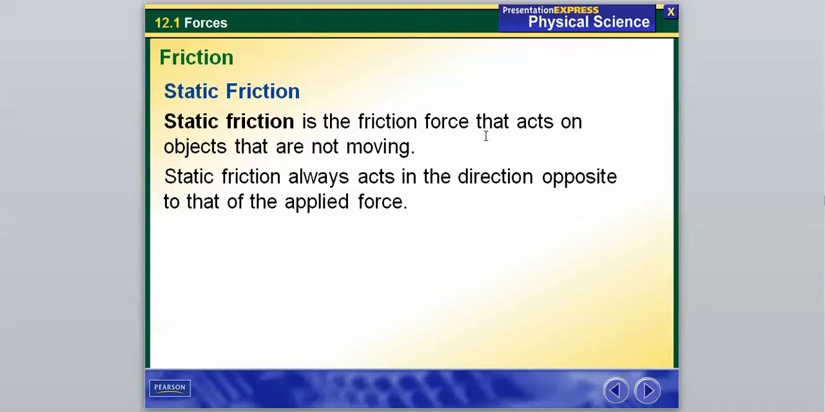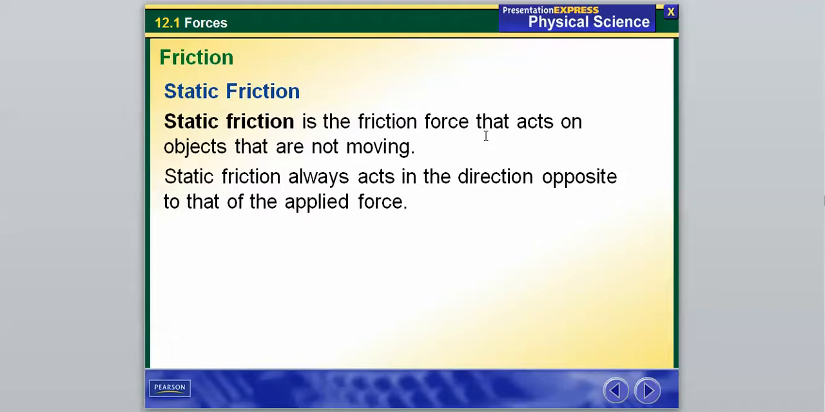So what this means is that every object that is not moving, so if your laptop is sitting stationary on the table in front of you right now, static friction is acting on that object. It is holding that object in place. It's keeping your laptop from just sliding away from you. So that is called static friction.